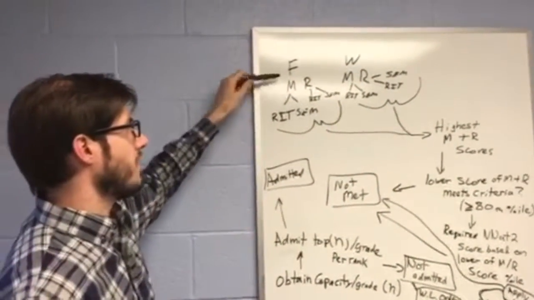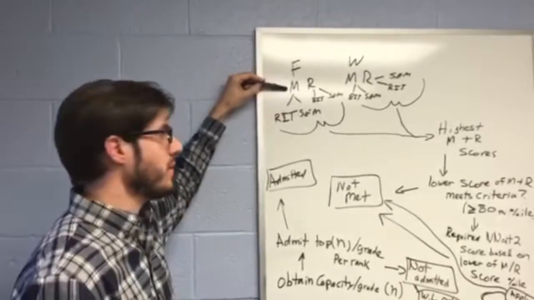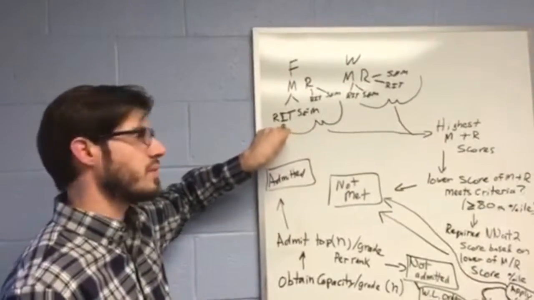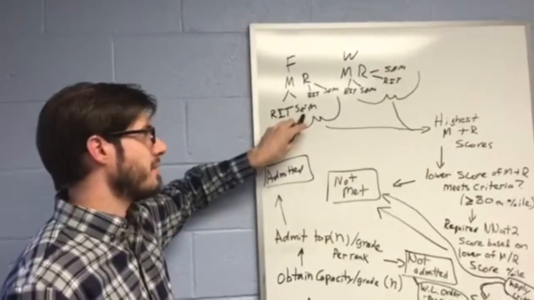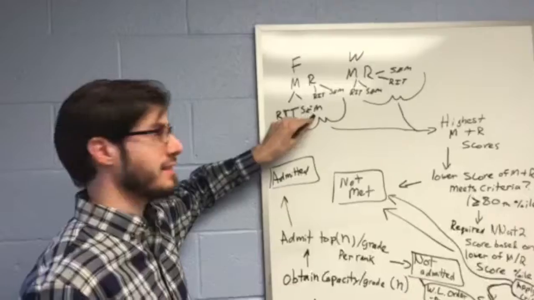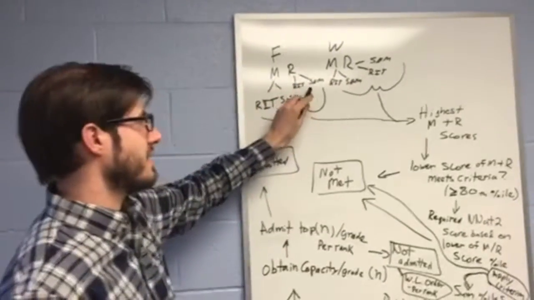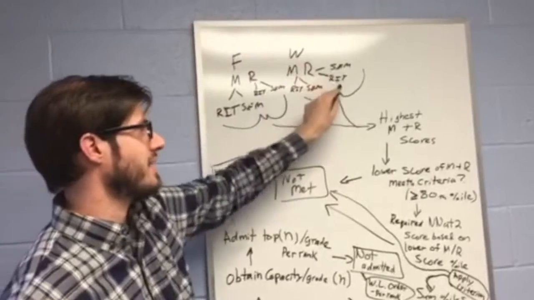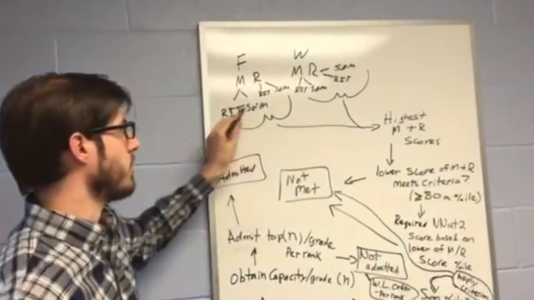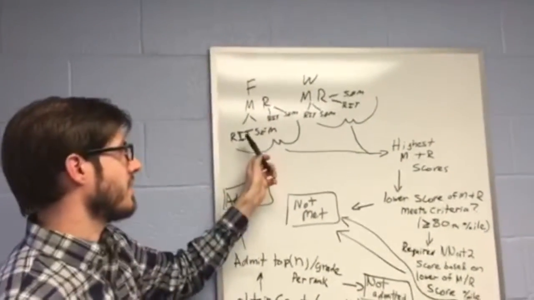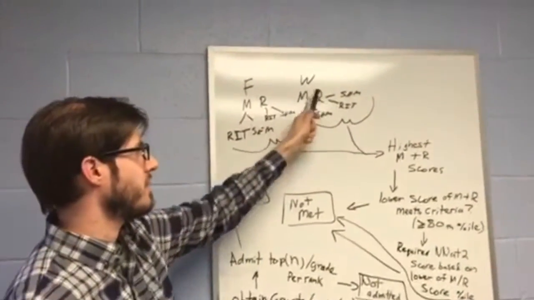So if they have a fall math score, they also have a standard error of measurement. The score is called the RIT score, and the standard error of measurement tells you how precise or imprecise the score is. Reading has the same two elements. Winter, you have the math, same two elements, reading, same two elements. So you end up with 4 scores: math and reading fall, math and reading winter.